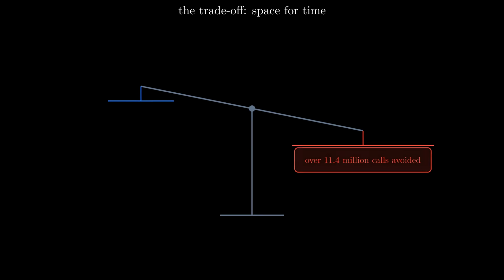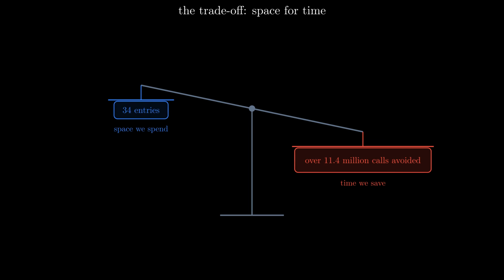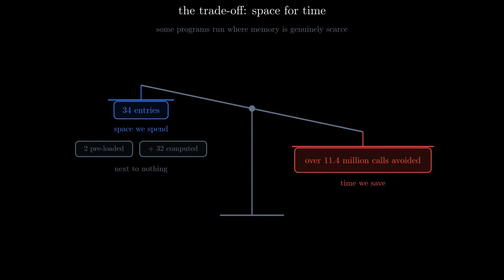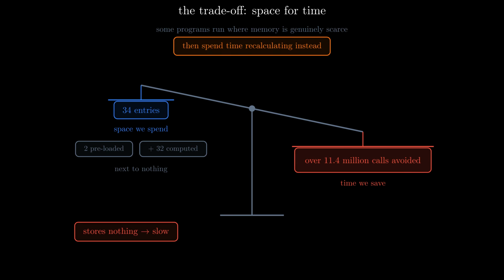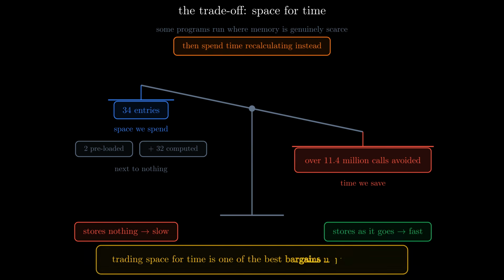There is a trade-off here, and it is worth naming. We bought that speed with memory. By the time Fibonacci of 34 finishes, the dictionary holds 34 entries, the 2 preloaded base cases plus the 32 values computed along the way. 34 entries is nothing, but some programs run where memory is genuinely scarce, and there you might make the opposite choice, spend time recalculating rather than space remembering. That is the shape of the deal. One program stores nothing and is slow, the other stores things and is fast. When memory is cheap, and it usually is, trading space for time is one of the best bargains in programming.